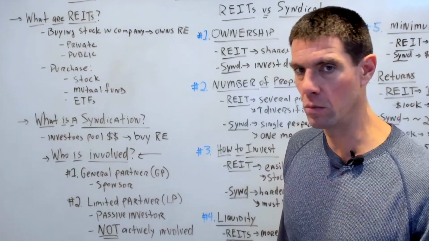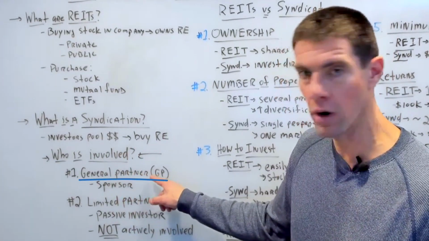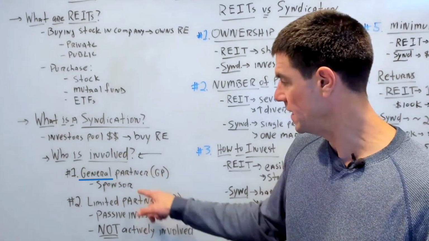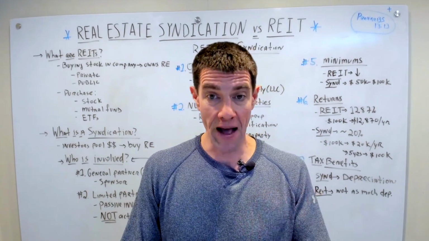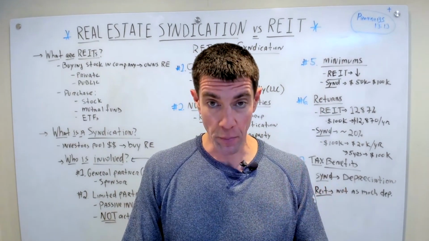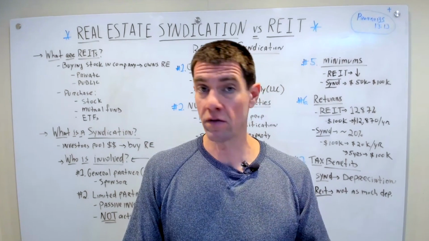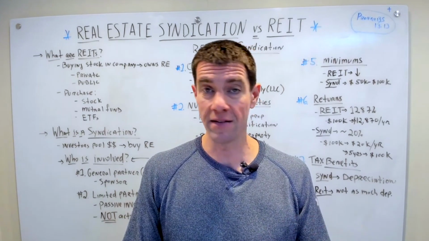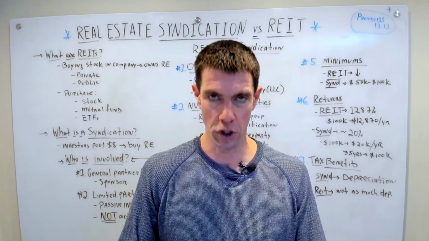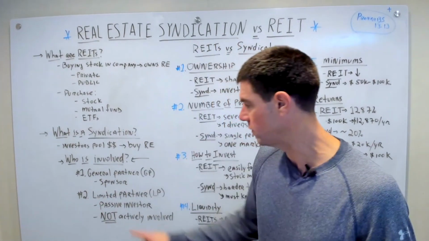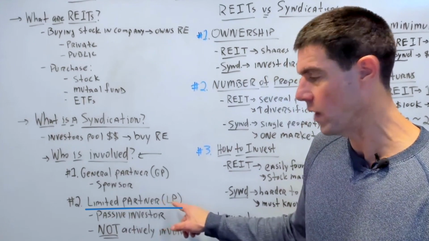So who exactly is involved in a real estate syndication? There's typically two groups. The first one is called a general partner. These are also called the sponsor or the syndicators. Typically, they find the property, they underwrite the property, they perform the inspections, they run the numbers, they arrange the financing, they basically manage the asset. They pretty much do everything. They run the show.